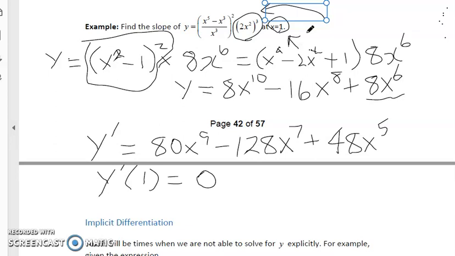So I'll stop here now, and I'll make up the second video on something called implicit differentiation. Okay, so just hang on.